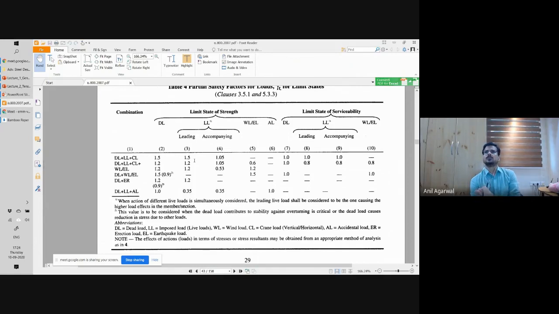Say, for example, live load is furniture and live load is also people walking in. You cannot say that people and furniture live loads, one can be the leading and the other can be accompanying, because furniture is used by people, right? When you have more people, you are more likely to have more furniture also. So you have to use the same factor of safety for them, considering them both as leading. But say you have 2 different types of live loads which are not by nature supposed to be simultaneous.